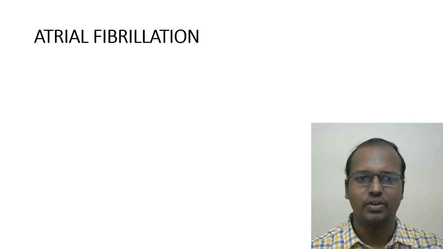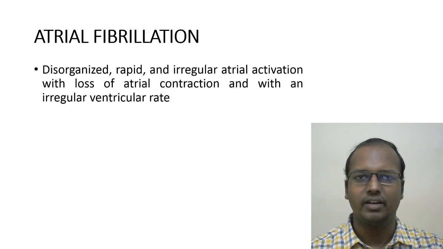Atrial fibrillation, as you have heard a lot of times, is an irregularly irregular rhythm. That means it is chaotic and it is rapid. So what is happening to the heart? Normally the SA node will initiate the impulse. It will be conducted at a rate of around 72 to 74 per minute. Normal sinus rhythm is regular and is between 60 to 100 beats per minute.